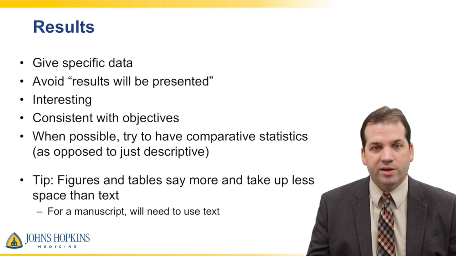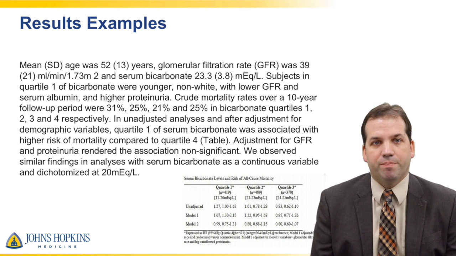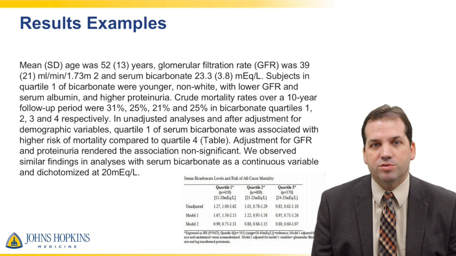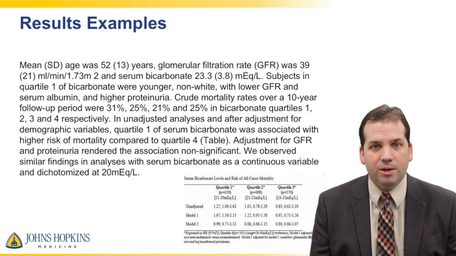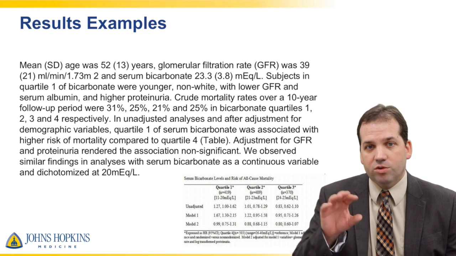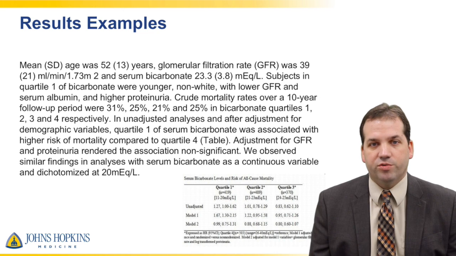So again, using the American Society of Nephrology published literature, I'll go through a couple of results. Here's one such study. This study stated that mean age was 52, glomerular filtration rate was 39, and serum bicarbonate was 23. Subjects in quartile 1 were younger, non-white, with lower GFR and serum albumin, and higher protein. So already in those first two sentences, they're setting up what their population was, who was involved in the study, and what the demographics were.